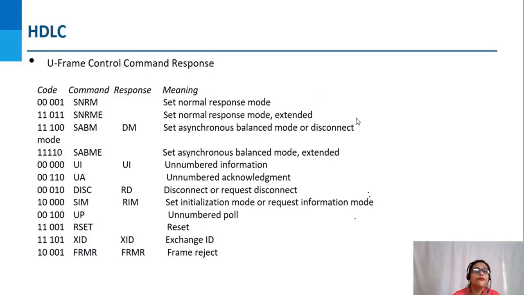These are the U frame control command responses. So these are the different codes. Correspondingly, we have the command and response and their meaning. So this is the snapshot of the different codes, command, response, and meaning.